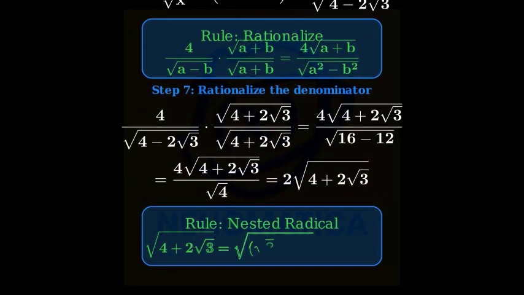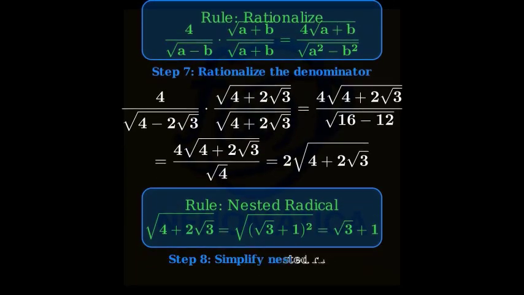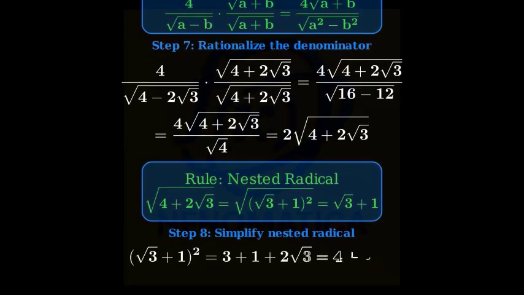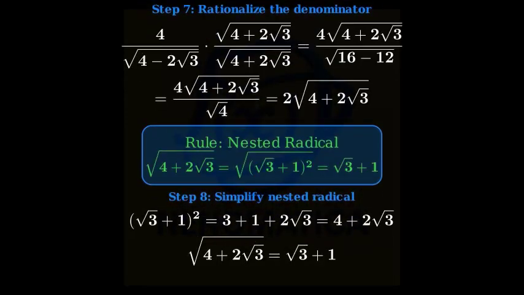Step 8. Simplify the nested radical. Notice that the square of the quantity square root 3 plus 1 equals 4 plus 2 root 3. Therefore, the square root of 4 plus 2 root 3 equals square root 3 plus 1.